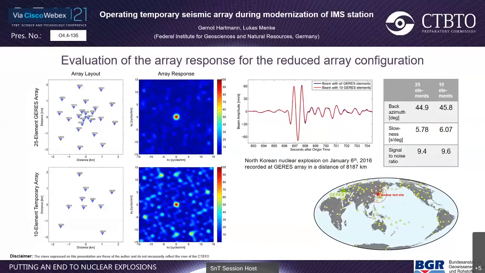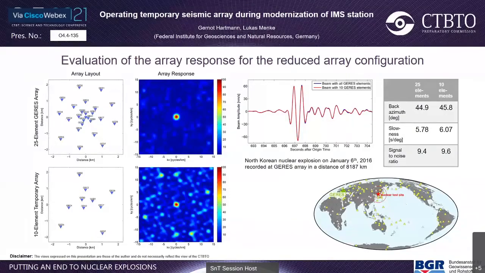The main lobe is only slightly elliptically deformed, and side lobes that decrease the array performance with respect to estimation of azimuth and velocity of seismic waves are only present at larger wave numbers and may only become relevant for signals with higher frequencies. On the right side, an example of the fourth North Korean nuclear explosion on January 6, 2016 is shown, where the Ceres beam is estimated with all 25 as well as with the selected 10 elements.